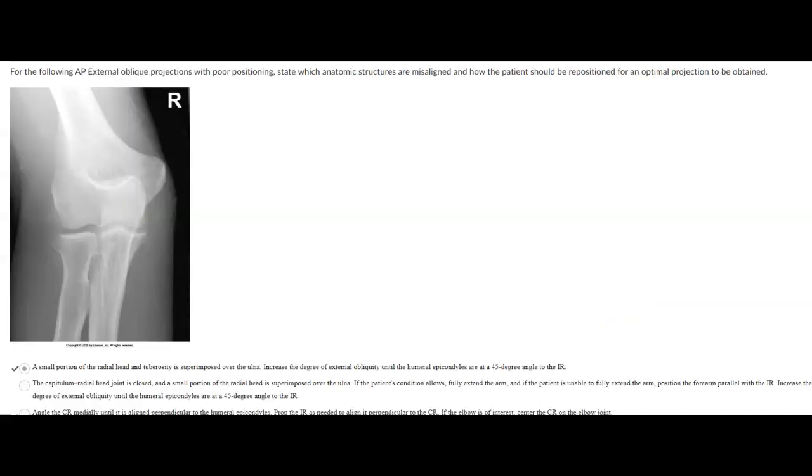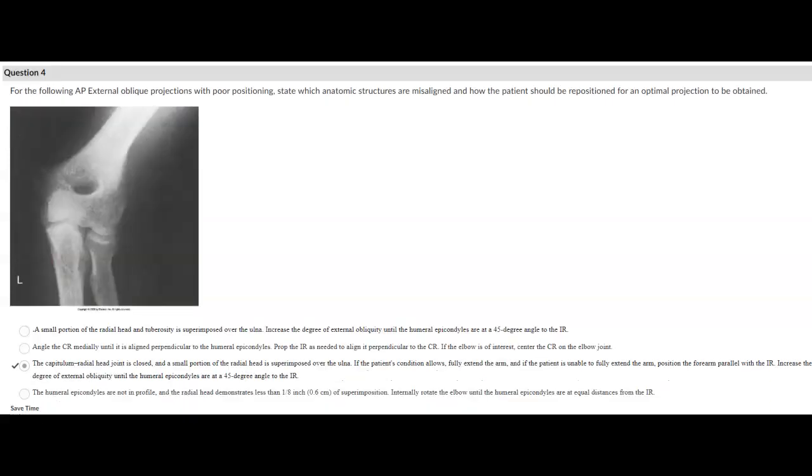In this next projection, we're looking to evaluate for an AP external oblique projection. So we're going to look for our radial head, neck, and tuberosity to be free of superimposition here, with which it is not. So therefore, we need to increase that external obliquity until those humeral epicondyles are 45 degrees with the IR to obtain a good repeat image.